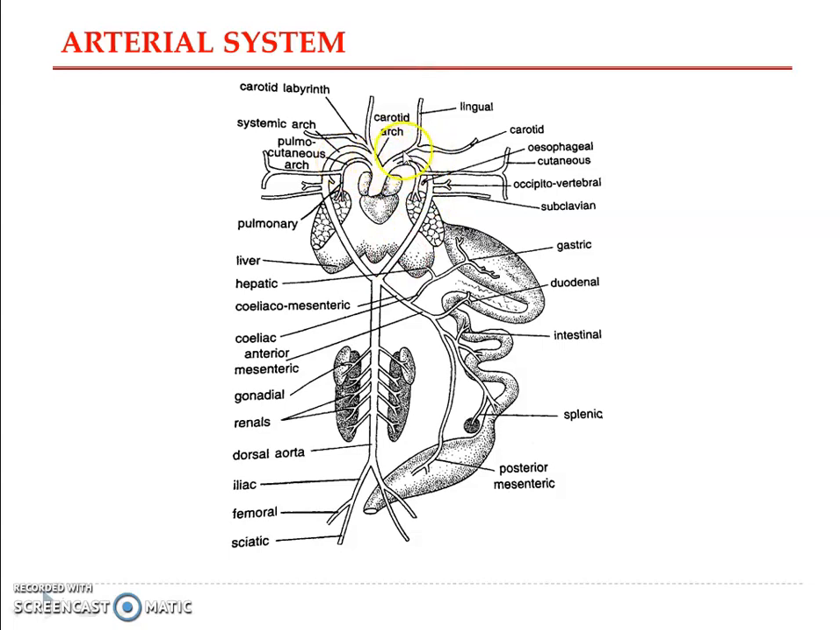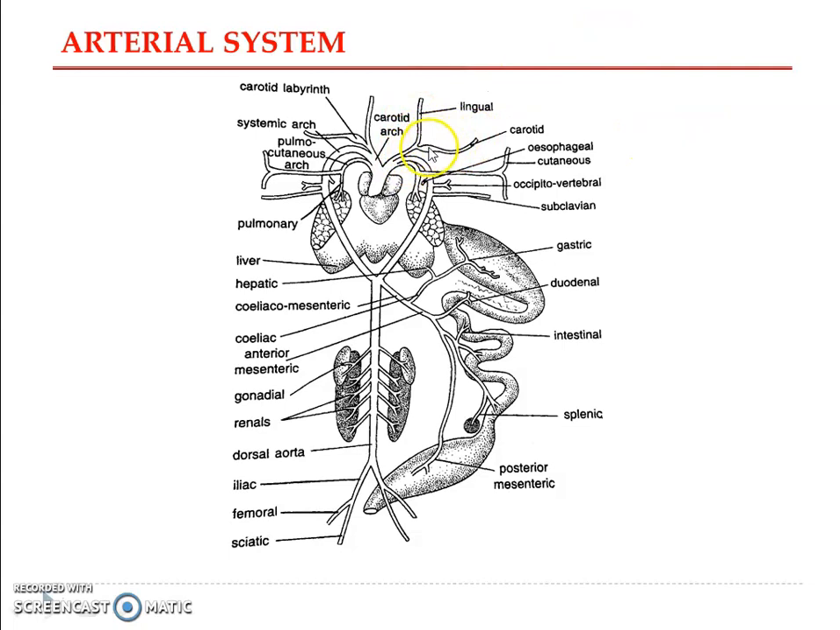And this common carotid trunk gives off two branches: the external carotid and the internal carotid. So this is the internal carotid and this is the external carotid.